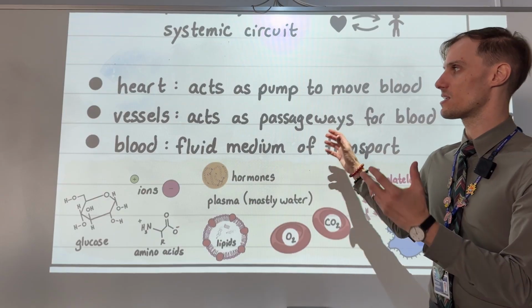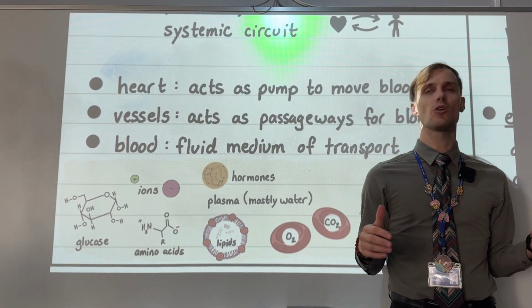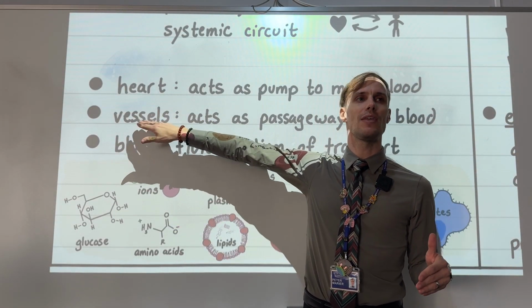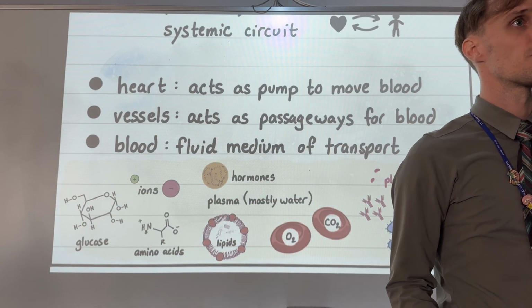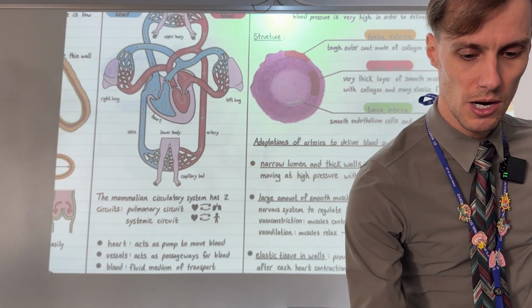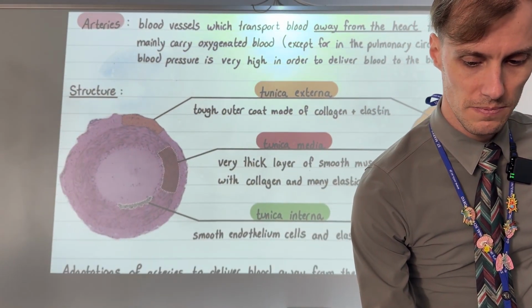So having all of this in mind, the next part here is let's go over the anatomy and the adaptations of the different blood vessels of the circulatory system. So the first vessel that I want to talk about are arteries.